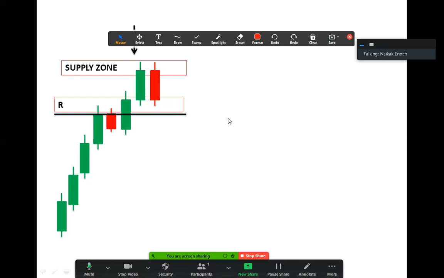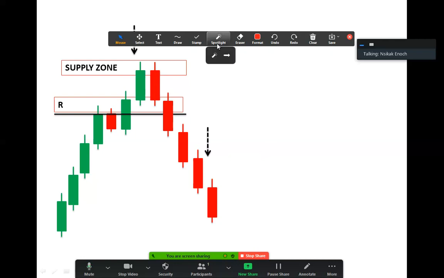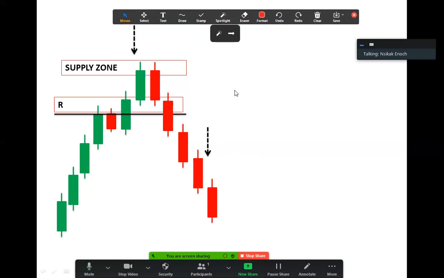So this is our supply zone. You can see the market start dropping, the market drops, the market drops. You can see the way the market moves, and this is a downtrend. So now, how do we trade here? I'm going to show you.